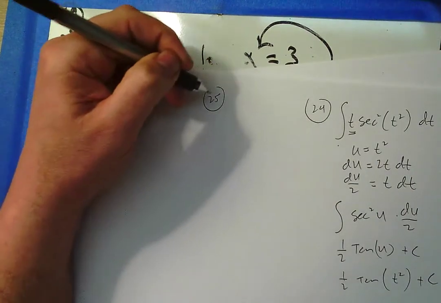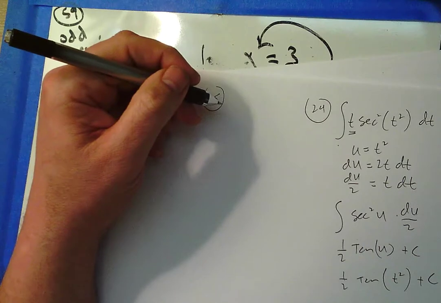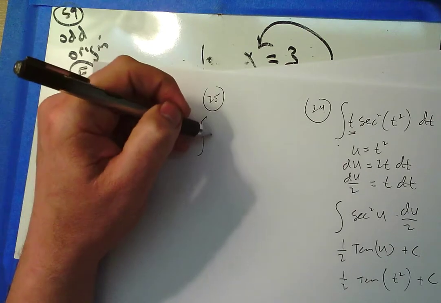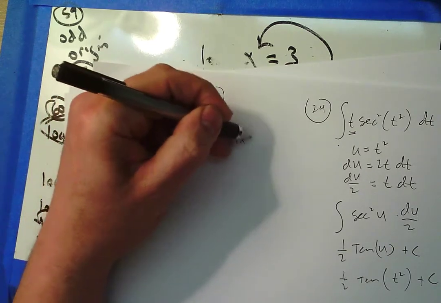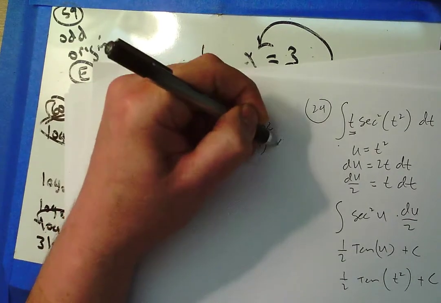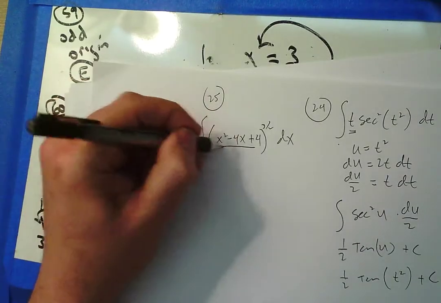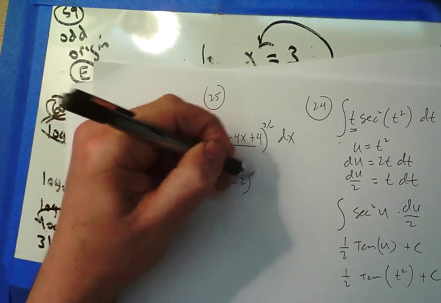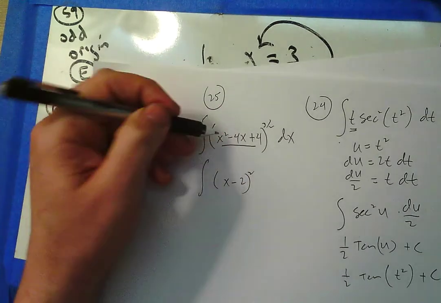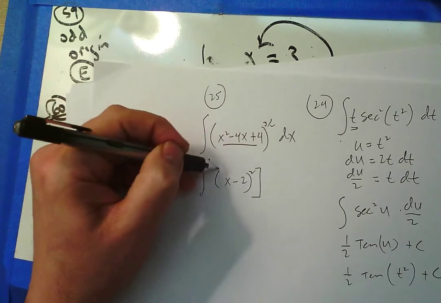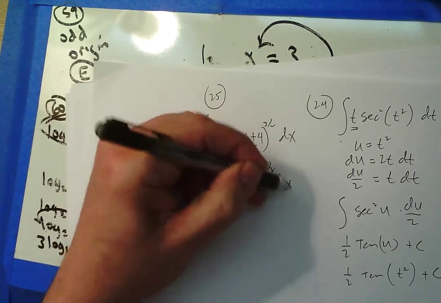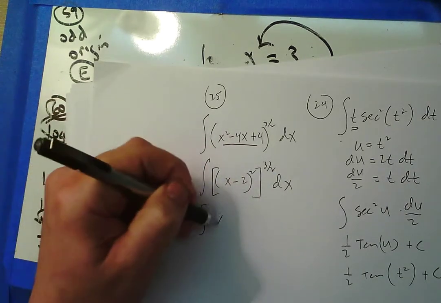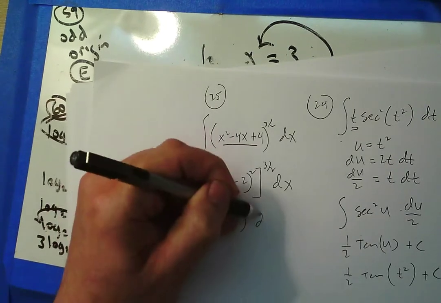25. Ooh, 25 has a star next to it. 25 has a star next to it, and 18 doesn't? That's right, because a lot of people don't see the easy way to do this problem. The integral of (x squared minus 4x plus 4) to the 3 halves dx. Okay, so factor this. This is x minus 2 squared, right? Because x minus 2 times x minus 2 would FOIL out to be this, raised to the 3 halves power. When I raise a power to a power, what do I do? I multiply them. And so this is going to end up being x minus 2 to the third dx.